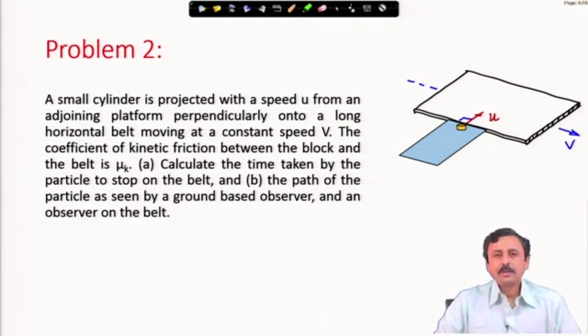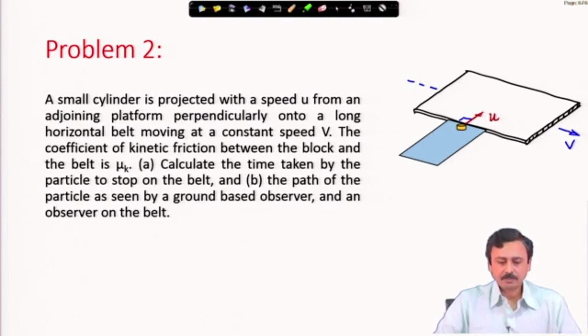Next problem is about a small cylinder which is being projected onto a moving belt, a long moving belt. I have shown in the figure a part of the belt, and I have shown the movement direction and the velocity. The problem statement says a small cylinder is projected with a speed u from an adjoining platform perpendicularly onto a long horizontal belt moving at a constant speed V, capital V. The coefficient of kinetic friction between the block and the belt is mu k.